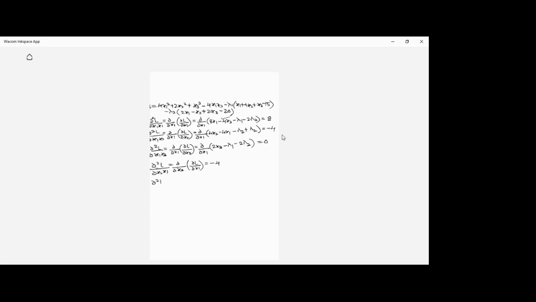Next, the second partial of L with respect to x2 x2. So partial upon partial x2 of partial L upon partial x2. This is the value of partial L upon partial x2. Differentiating it with respect to x2, what answer will we get?